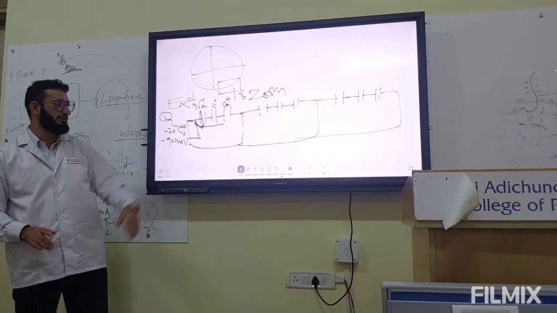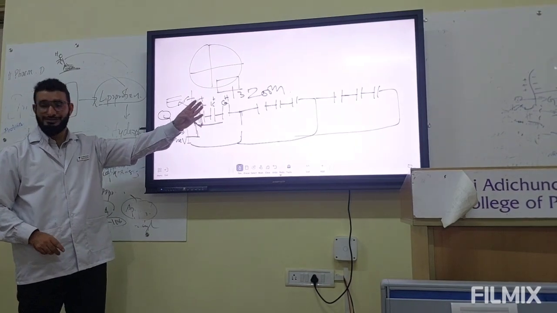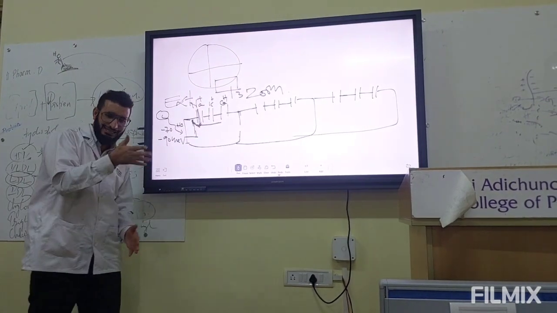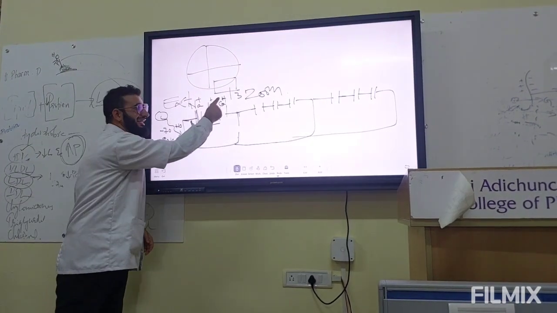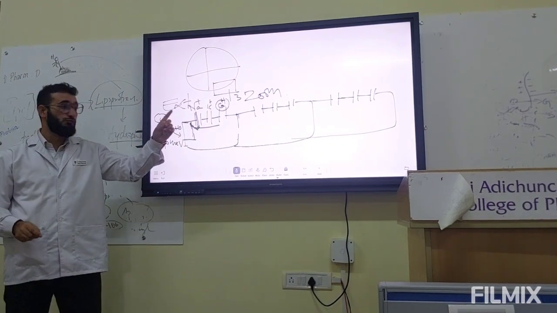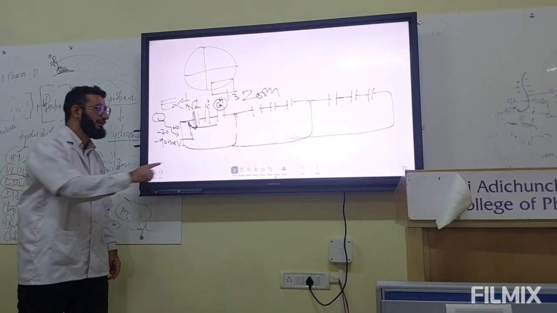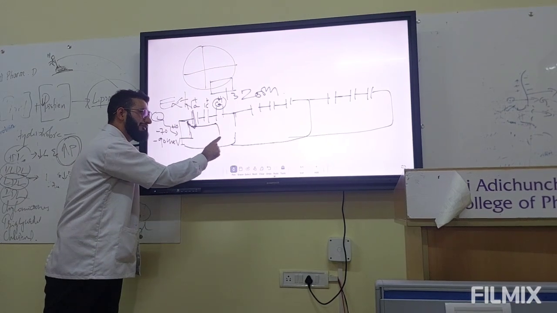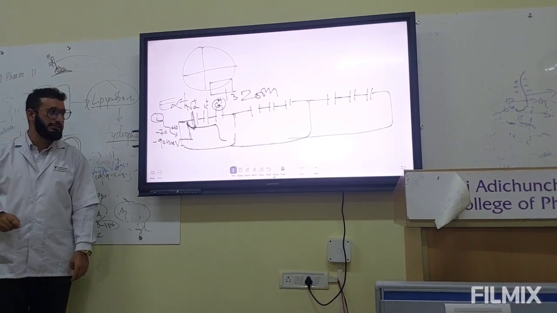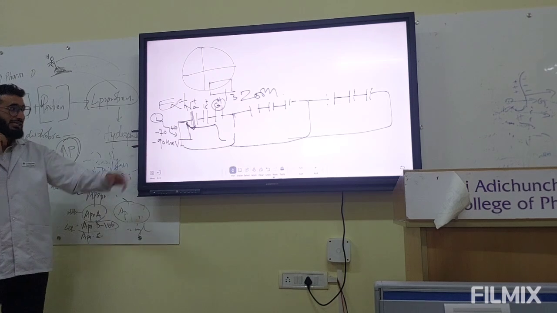That's called the plateau phase. Because this is a voltage gated calcium channel, when the cell gains negative polarity, the calcium channel will stop, and then there will be rapid repolarization. This is the action potential.